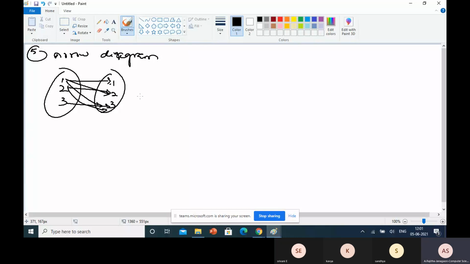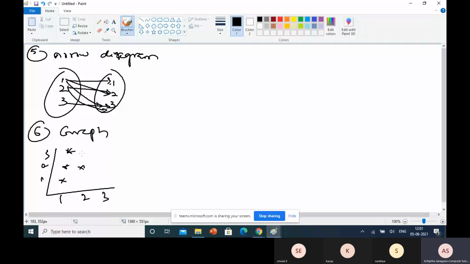Okay. So then next, the graph. That means graph in the sense like this. Suppose here you can plot some points like this, 1, 2, 3. Here 1 to 1 is there and 1 to 2 is there. 1 to 3 is there. Next 2 to 2 is there. 2 to 3 is there and 3 to 3 is there. So this is the graph representation.